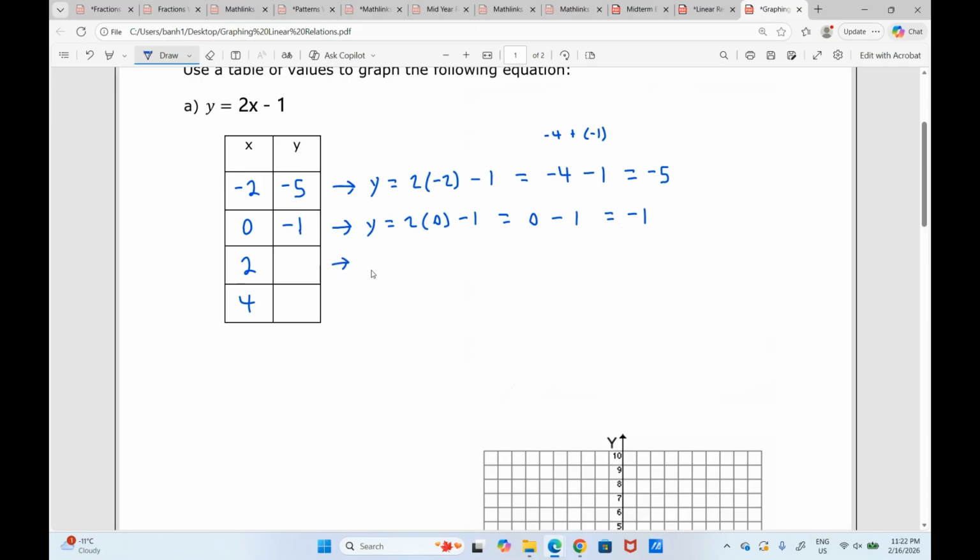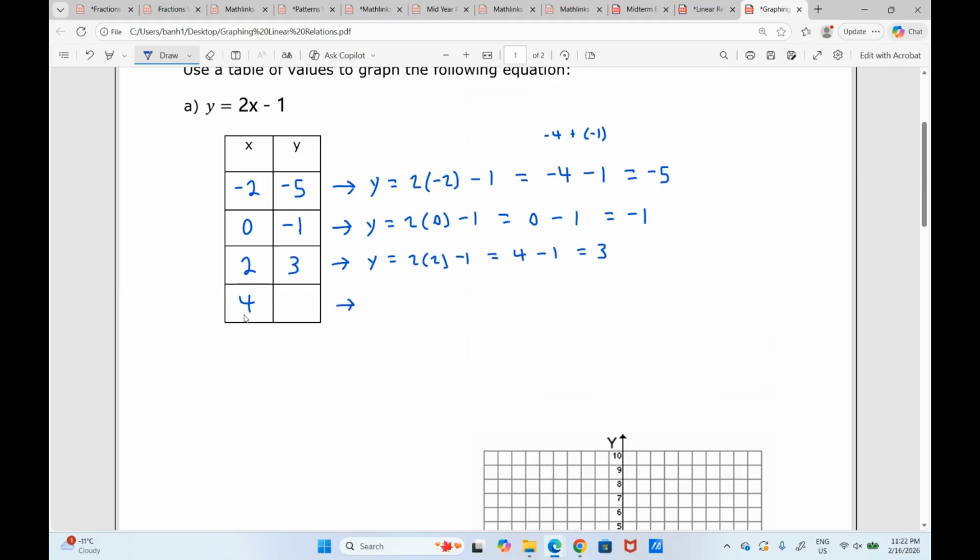Now when x is 2, let's find out what my value of y would be. 2 times 2 minus 1. So in this case, 2 times 2 is 4. So I have 4 minus 1. And 4 minus 1 is going to be 3. So my value of y is 3 when x is 2.